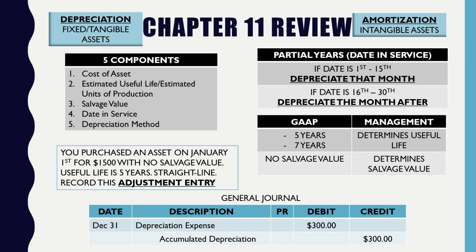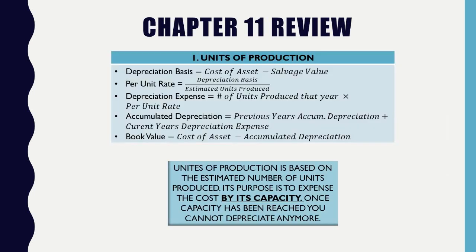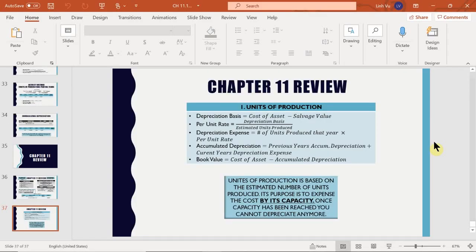Here is an example of how you journalize a depreciation expense and what the rules are when it comes to what you can and can't do, and the 5 components that you need to have in order to use depreciation. And for this particular example, for units of production, these are the exact formulas you need to have. Again, units of production is based on a capacity, not on the date, not on the length of time that an asset has. It's based on a capacity. Any questions in regards to chapter 11.1?